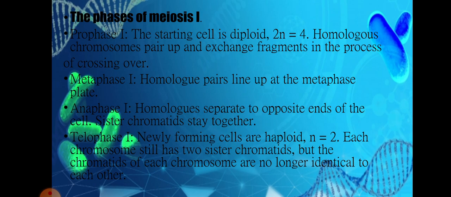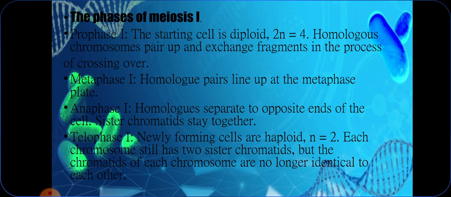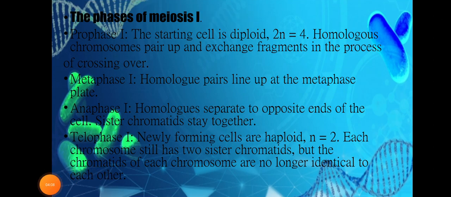Homologous chromosomes pair up and exchange fragments in the process of crossing over. Next, metaphase I, homolog pairs line up at the metaphase plate. Next is anaphase I. Homologs separate to opposite ends of the cell, and sister chromatids stay together.